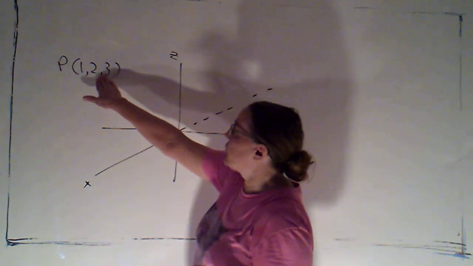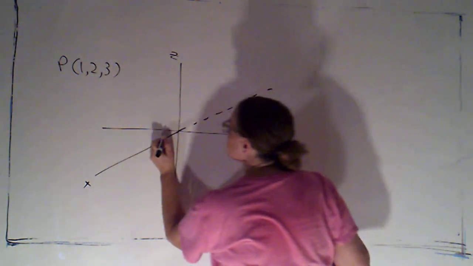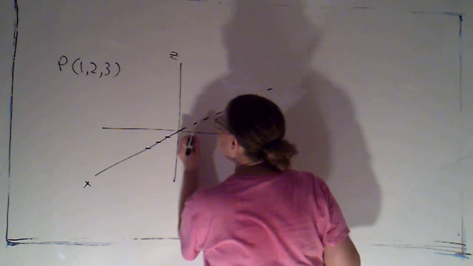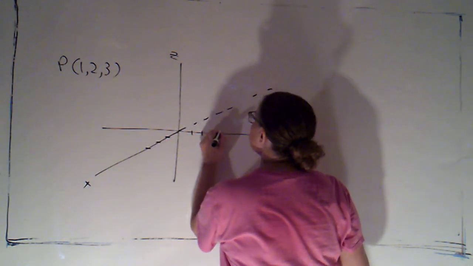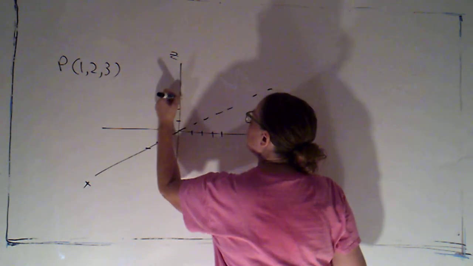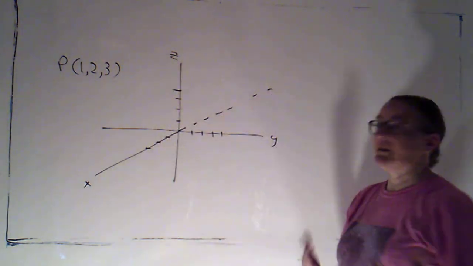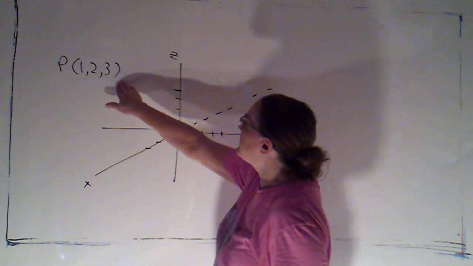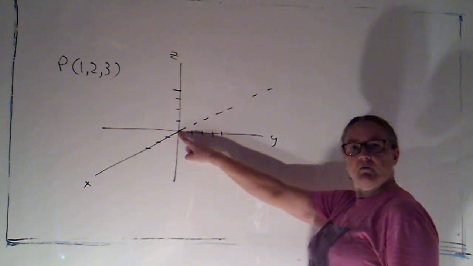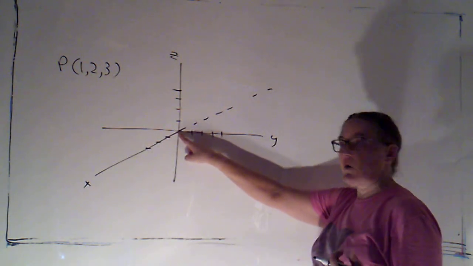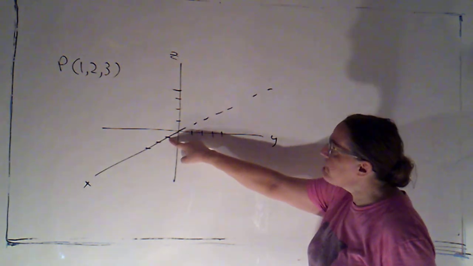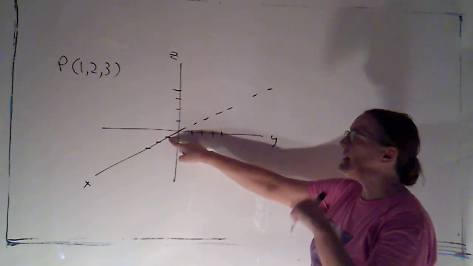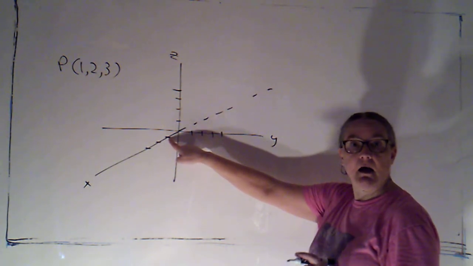You'll notice all of the coordinates happen to be positive, so I'm just going to put some tick marks on the axes. I'm only going to bother to do that on the positive axes. I could certainly do it on the negative axes too, I just don't need that. Okay. So to get to this point, if I were to start at the origin, which would be 0, 0, 0, I would come 1 forward, and then I need to go 2 to the right and 3 up.